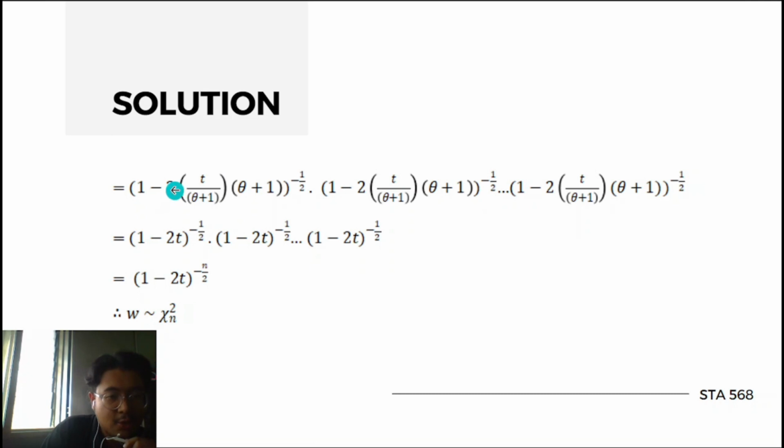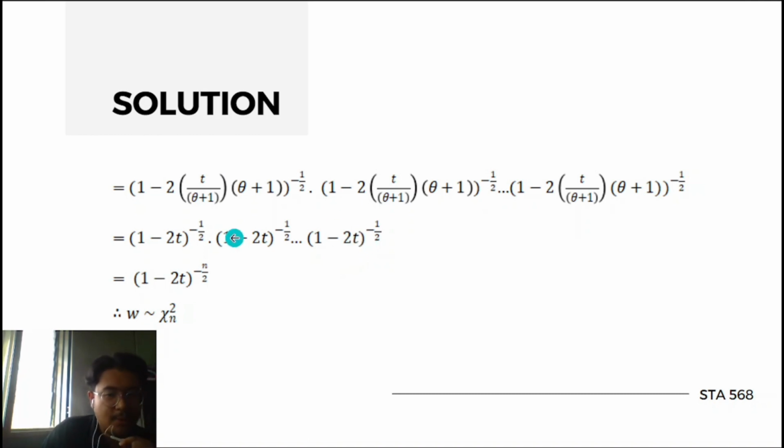You get 1 minus 2 times t over theta plus 1 times theta plus 1, power of negative 1 over 2. We repeat it two times. Next, we can simplify this. The theta plus 1, we can cancel each other out because it's the same value, same as this and same as this. So we get 1 minus 2t power of negative 1 over 2, the same value for the next formula, and until n times.